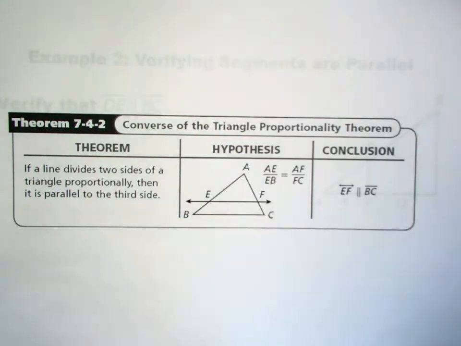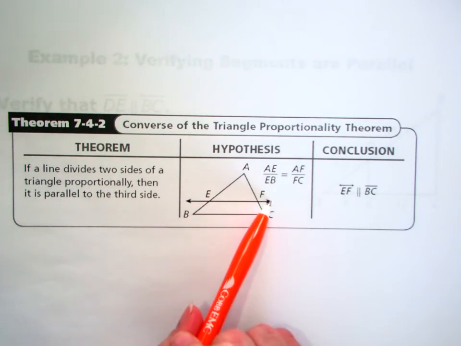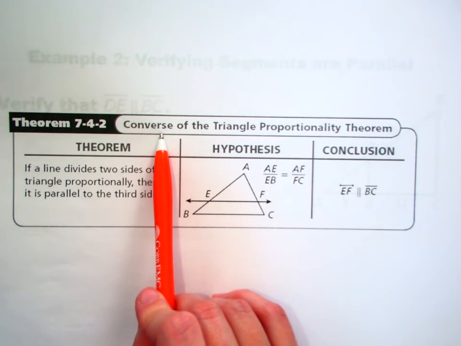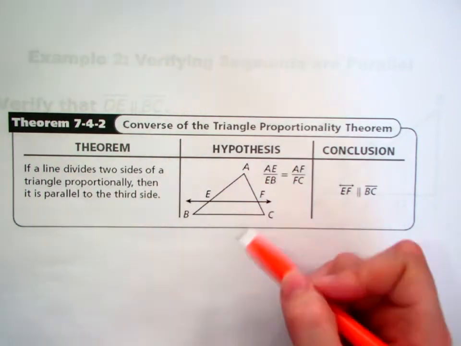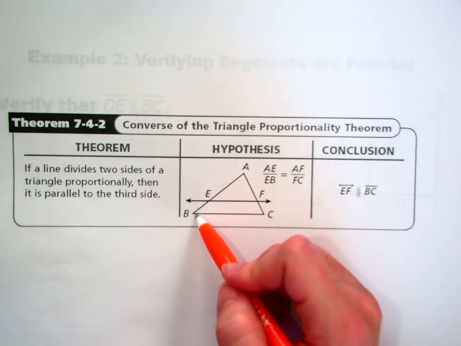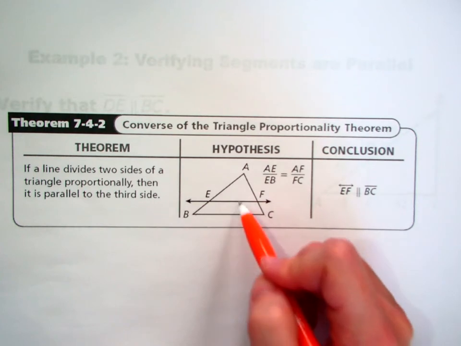Alright, so let's look at the next theorem. It says that if a line divides two sides of a triangle proportionally, then it is parallel to the third side. This is the converse, so just flip the hypothesis and the conclusion from our conditional statement. So if we know for a fact that AE and BE is going to be proportional to AF and FC, then what can we say? These two lines are parallel. So let's look at an example.